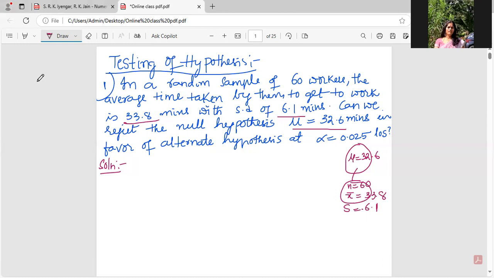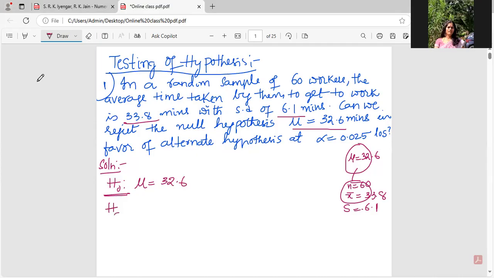Now, the first step in testing of hypothesis, as all of you know, is setting H naught, the null hypothesis. Whenever I'm setting H naught, I don't have the freedom to set it in any way I like. Population data is the standard data. Sample data is random data. So always my H naught is set in terms of the population only, according to whatever statement is given. What has been given about the population mean is mu equal to 32.6.